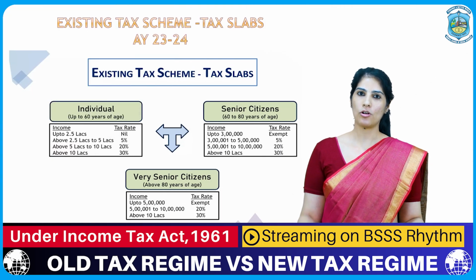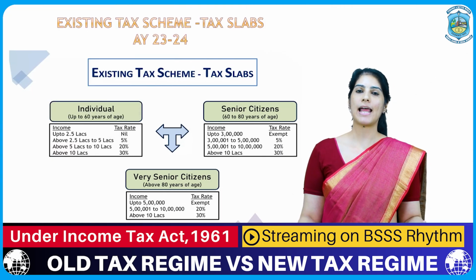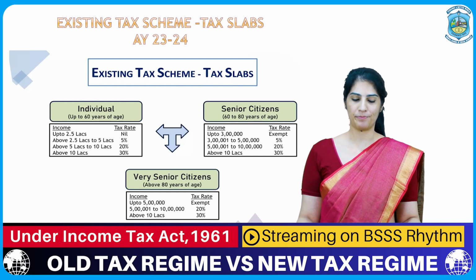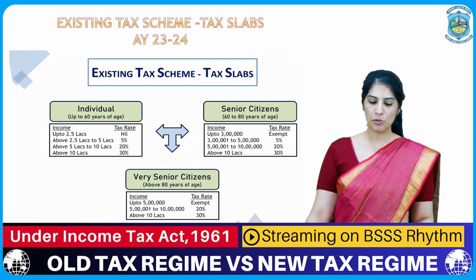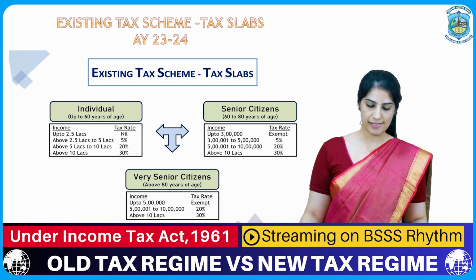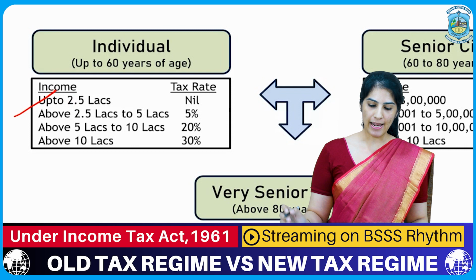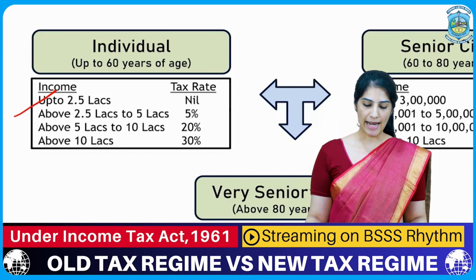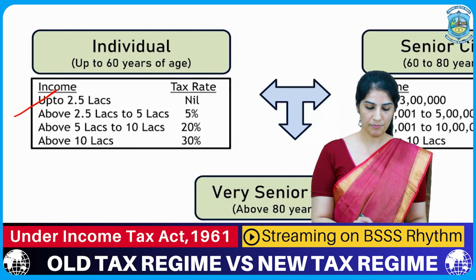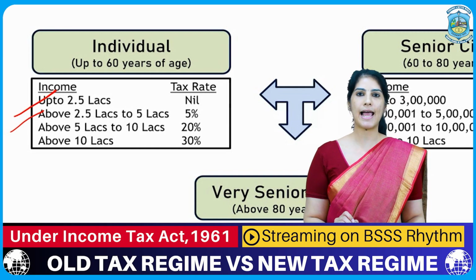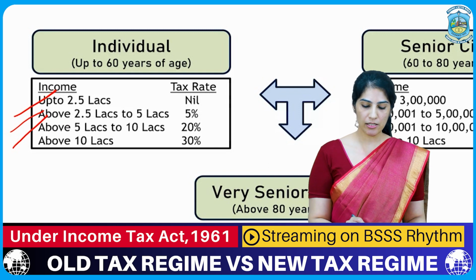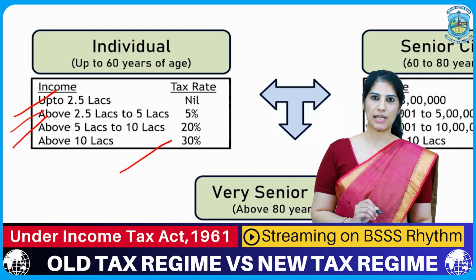Now let us have a look at the tax slabs which are applicable for the assessment year 23-24. So for individuals up to 60 years of age, as you can see, up to 2.5 lakh, the tax rate is nil, which is the exemption limit. From 2.5 to 5 lakh, 5% is applicable. From 5 lakh to 10 lakh, 20% is applicable. And above 10 lakh, 30% tax will be applicable.